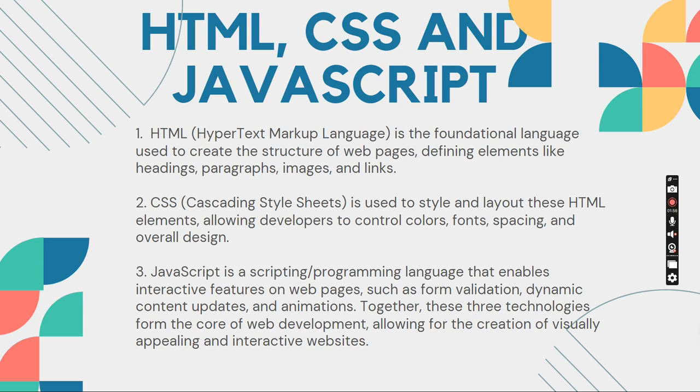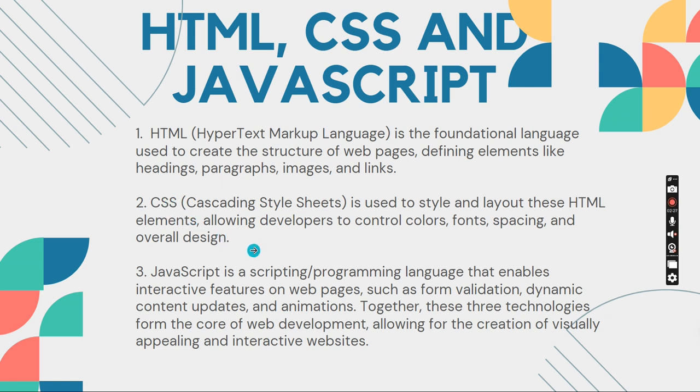The next is CSS, which is used for styling the components of the HTML. It allows developers to control colors, fonts, spacing, and overall design. HTML defines the structure of the web page, and CSS styles the HTML elements and controls them also. So we can control colors, fonts, spacing, and design using CSS.